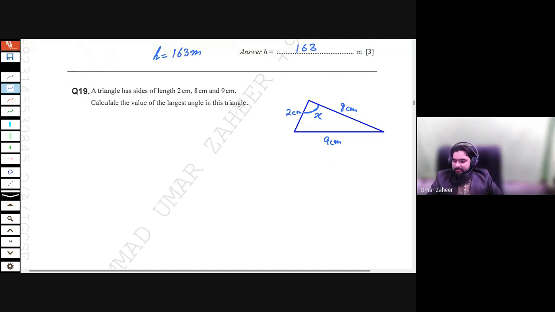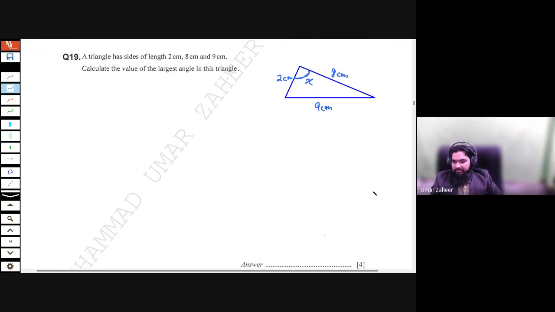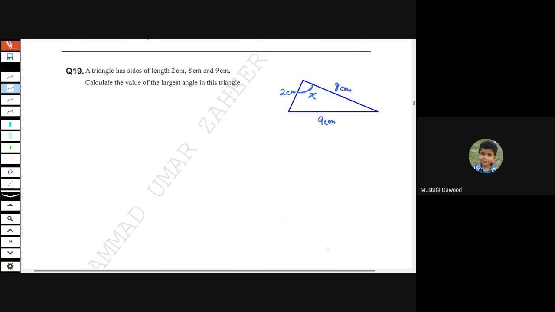Yes, Mustafa, you have to tell me which technique we have to use: Pythagoras, trigonometric ratios, sine rule, or cosine rule. Does this triangle have a right angle? It is not a right angle triangle, so we are going to go for the cosine rule, sir, which is used if you have been given three sides.